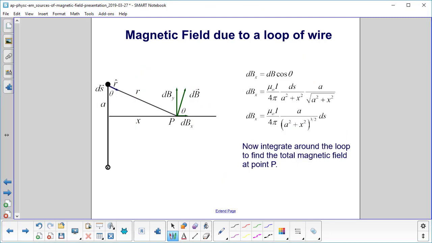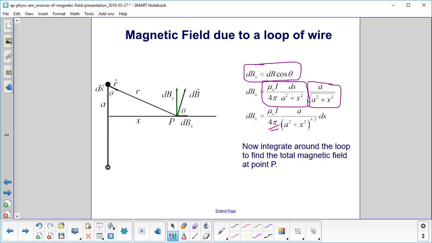Almost done. Here's our dBx. We put in dB, that's this term from the previous slide, and here's cosine theta. And then in the denominator, we have a squared plus x squared times the square root of that, and that's just a squared plus x squared to the 3 halves. And on top we have a, and we have ds, and our constant out in front.